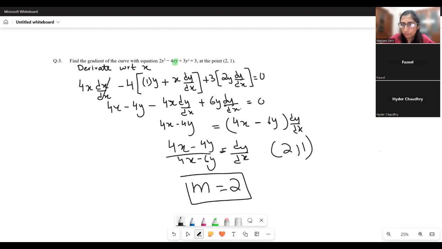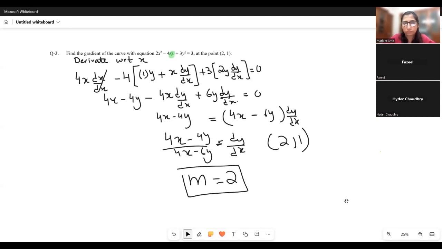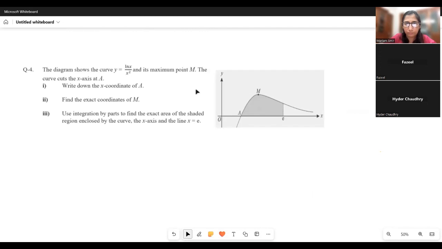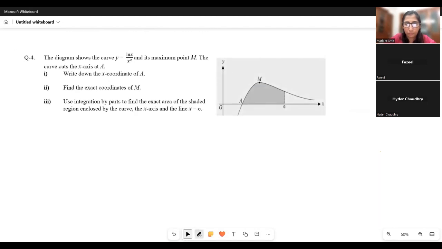Question 4 देखो. The diagram shows the curve y equals ln x over x squared and its maximum point M. The curve cuts the x-axis at A, write down the x coordinate of it.